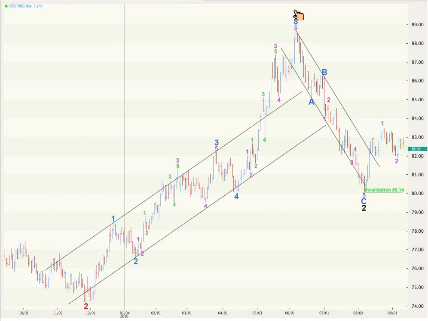Here's our 5 waves up at minor degree to end intermediate wave 1, our little zigzag ABC down for intermediate wave 2, which ended around about the 4th wave of 1 of lesser degree, a really common ending point for corrections. And now we're in the early phases of black wave 3 to the upside.